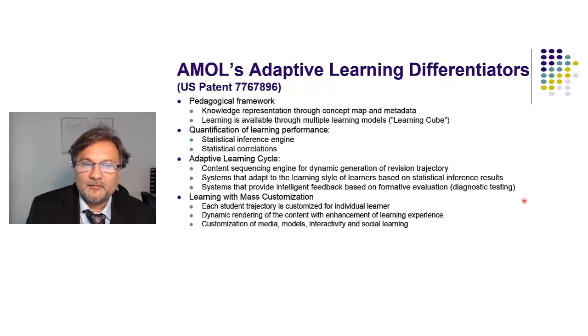And the system will then adapt to the learning styles and strategy that works for them based on the statistical inference. And then what we also do here is that we provide intelligent feedback, so they are never lost in the learning process. And so that's where our differentiator is: each student trajectory is customized for individual learners, dynamic rendering of the content, and customization of media, models, and interactivity in social interaction. That's where the sophistication of our model comes in.